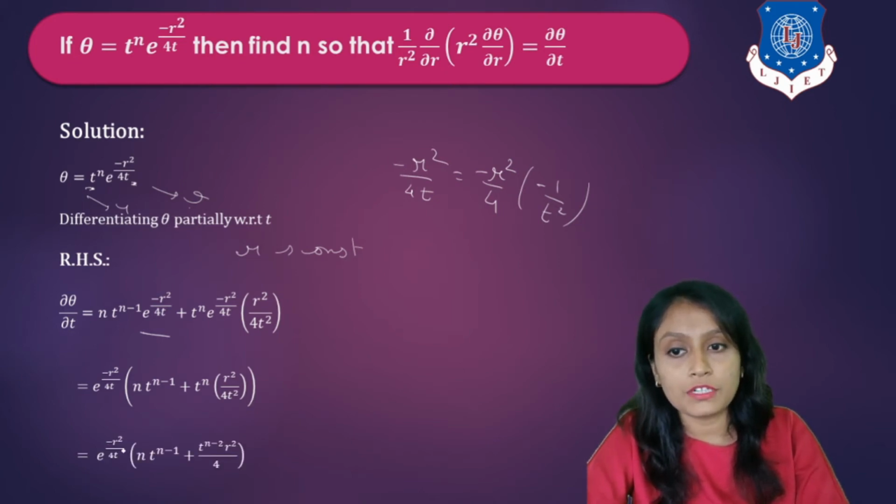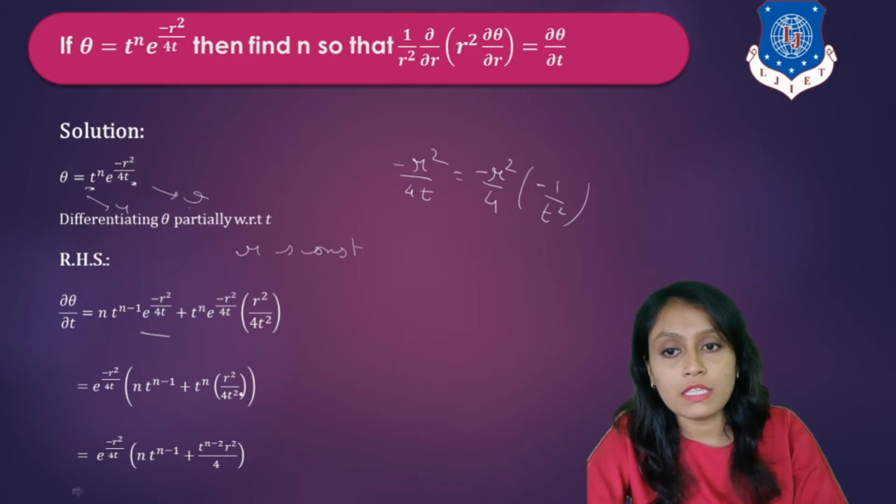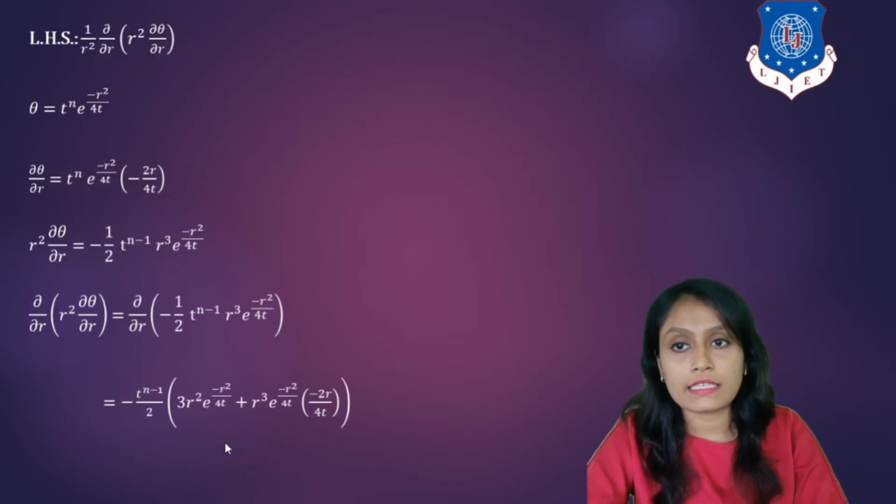Simplify it further. So here you will get del theta by del t as e raised to minus r square upon 4t into n t raised to n minus 1. This t square, bring it in the numerator. So here you will have t raised to n minus 2 into r square upon 4. Okay, next we will solve the LHS.